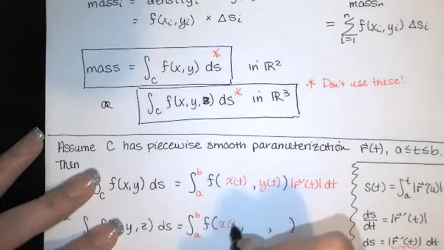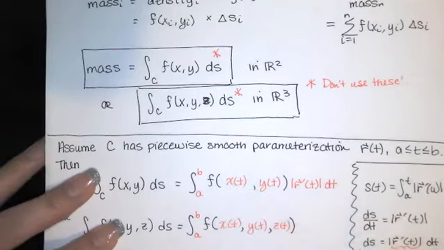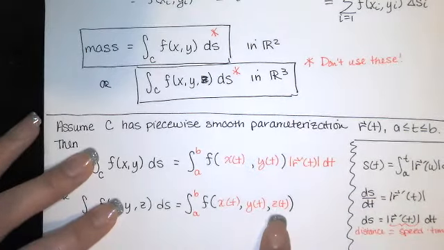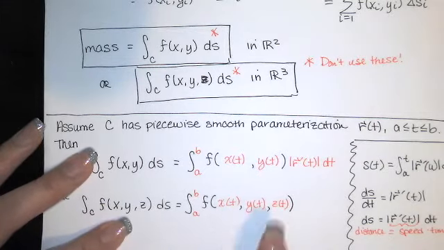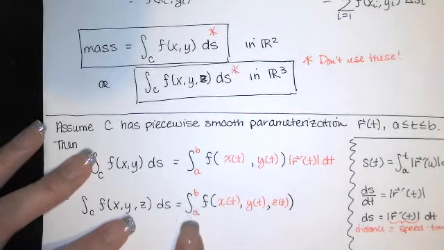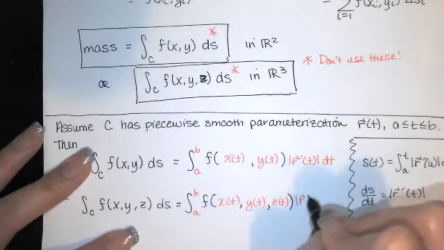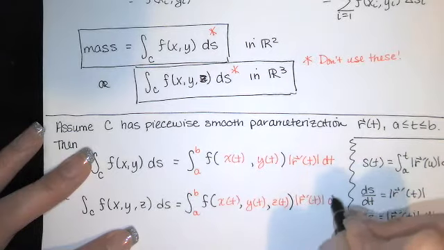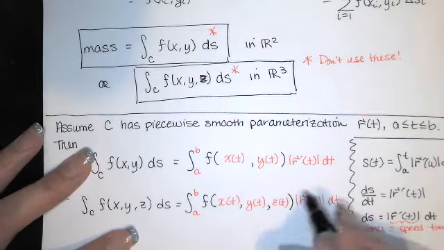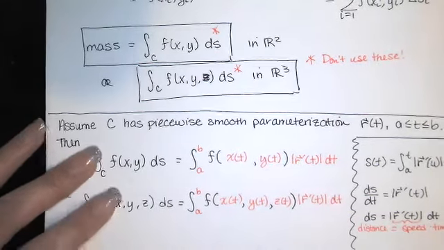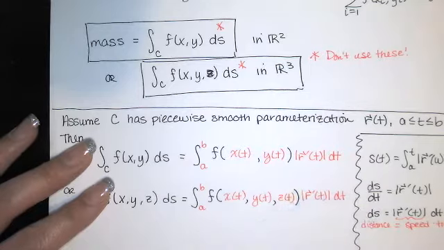So you can replace x with x of t and y with y of t and z with z of t, because while we're on the curve, that's exactly what they're equal to. So now my function f is written entirely in terms of t. We're integrating from a to b, and ds is again the magnitude of r prime of t times dt. So if t is a time parameter, this is speed times time. Makes sense. Little tiny distance is the same as speed times time.